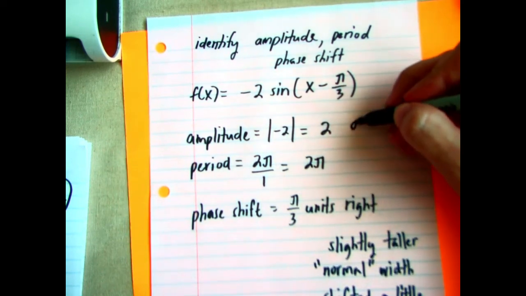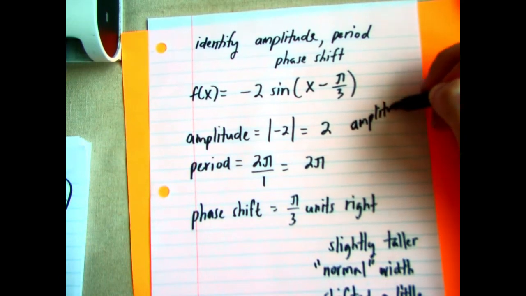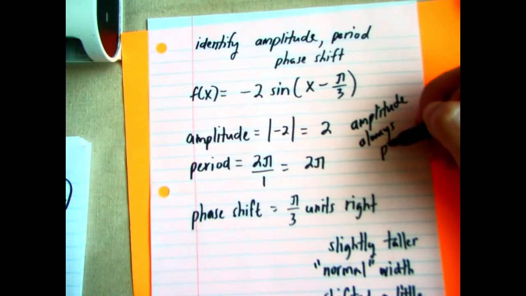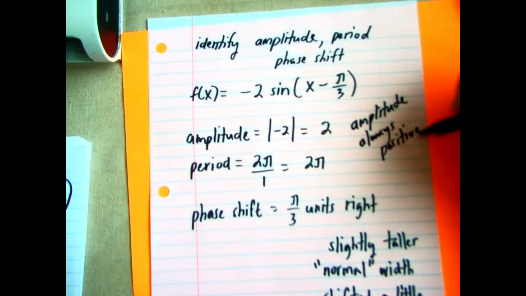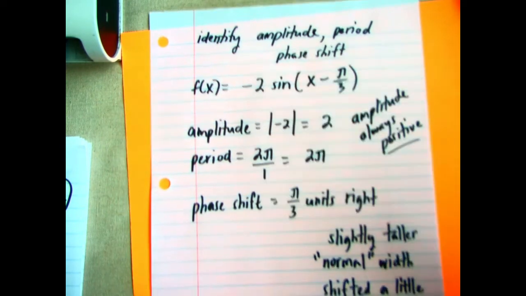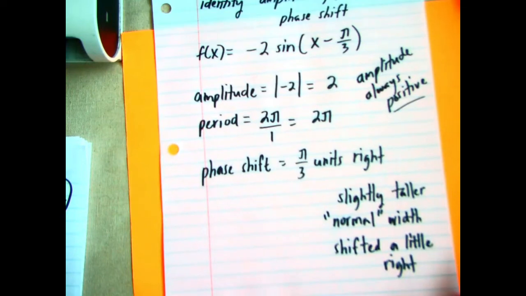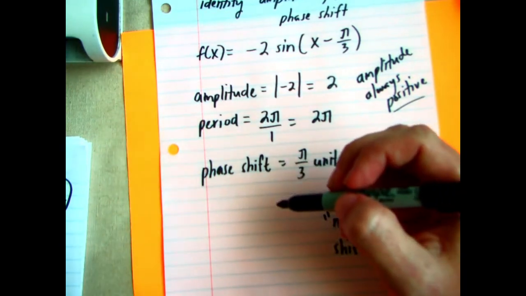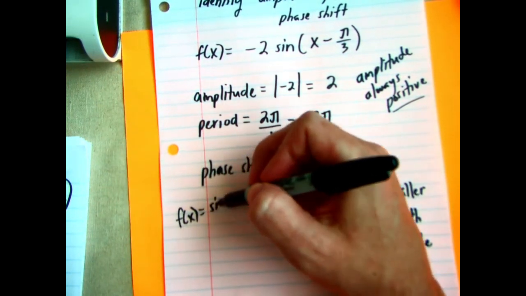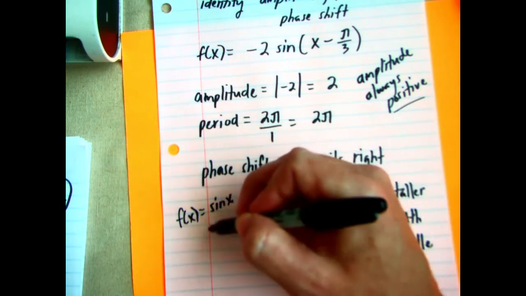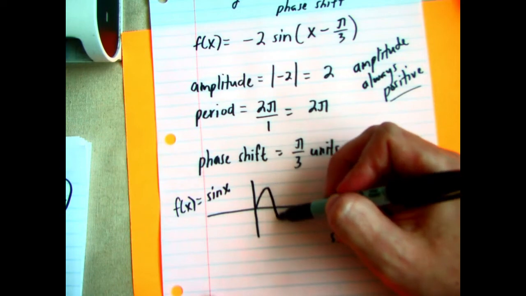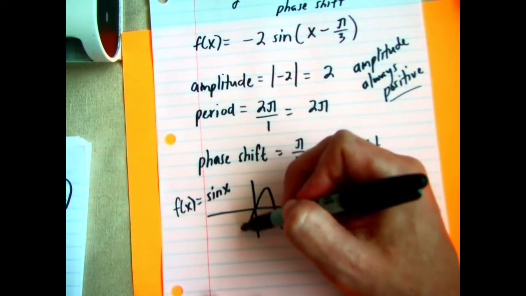But even though the amplitude is always positive, that negative out front is doing something. So what is that negative doing? Well, let's think about it. If I were to draw a normal sine x graph, we've done a few of those already in this video. How does a normal sine x graph look? Well, it starts in the center. 0, 0 is a point on it. It moves up and down.